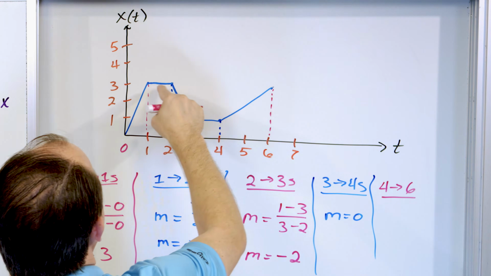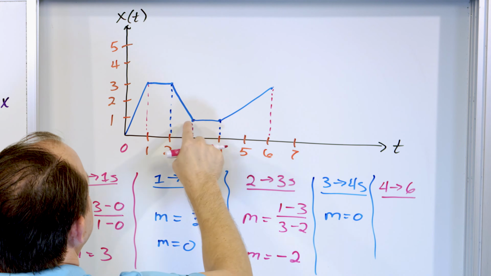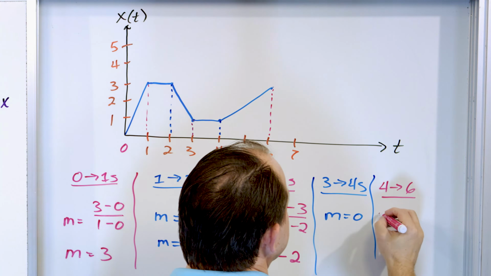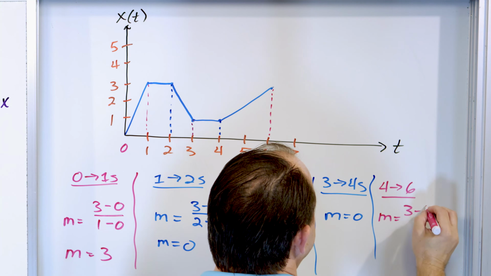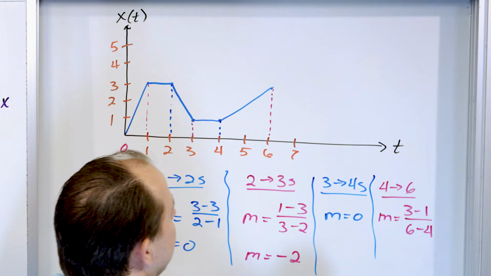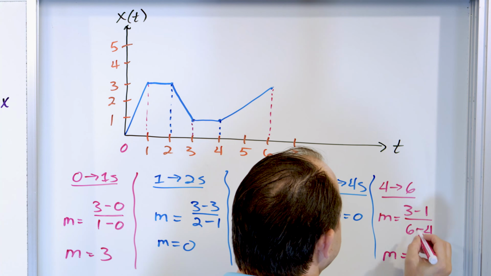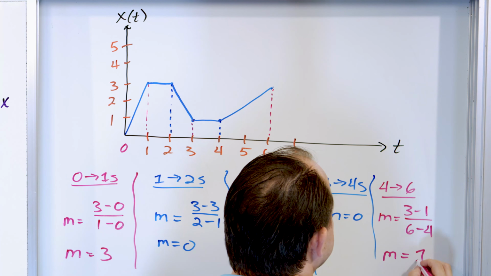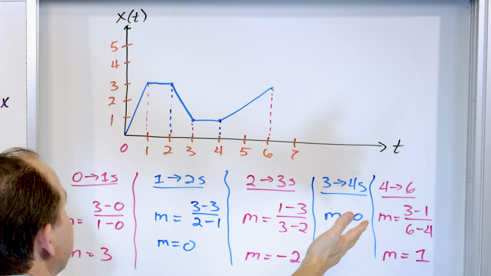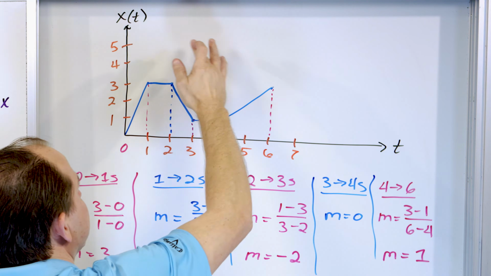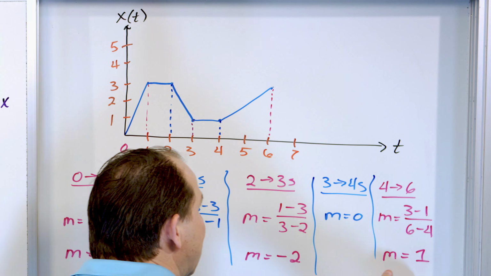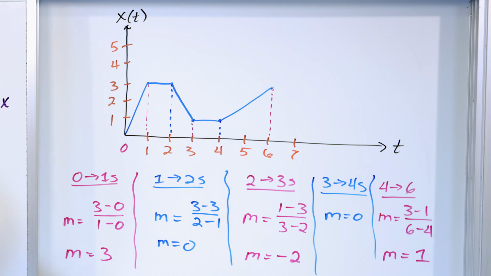Y2 is supposed to be 3, and here it is 1, so 3 minus 1 for the y values, and for the time values, 6 minus 4. And so what you're going to get for the slope right here is 2 divided by 2, a slope of 1. All right? And by the way, if the position was in meters and the time in seconds, then all of these slopes, which make up the velocity curve, would be in meters per second, the velocity.